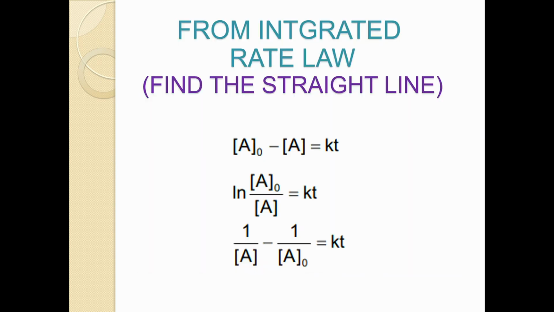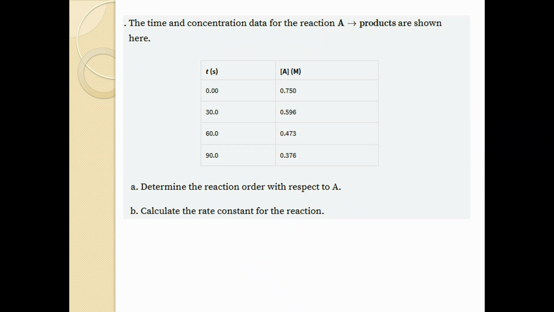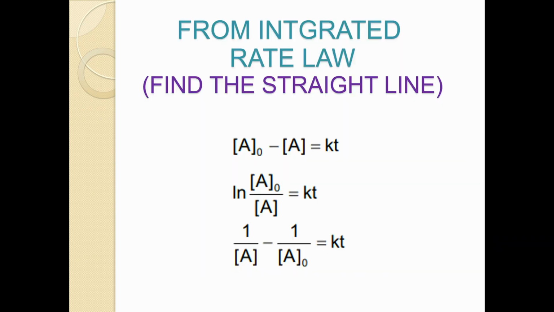Now, you should also be able to identify from a straight line what the order is. If the straight line is when you plot A, then you know it's zero order. And these come straight out of this integrated rate law. If it's natural log of A, it's first order. If it's 1 over A, it's second order. They come directly out of the integrated rate laws.